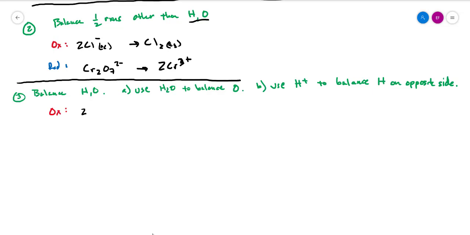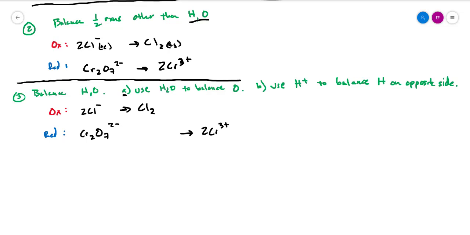There's no hydrogen and oxygen. We don't have to worry about it. So I'm just going to rewrite 2 chloride to chlorine. The reduction step, though, has some oxygen in it, so that's where we need to be careful. So we'll start with just writing out the chromate ion, and then I'm going to leave some space here. And then we have the 2 chromium 3 plus on this side.